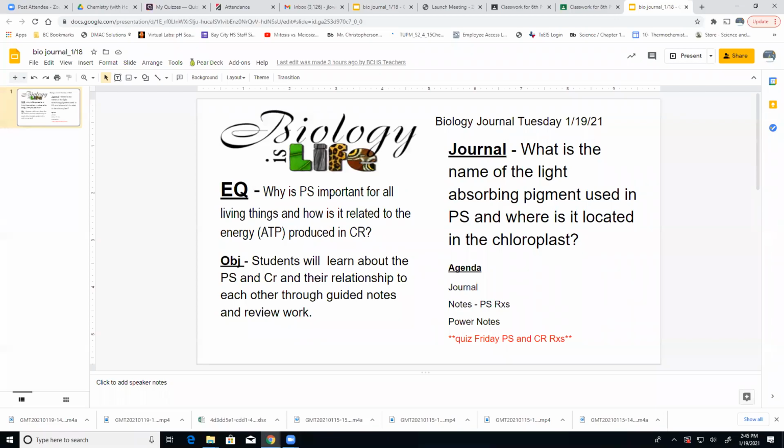All right. So, anybody remember the name of the pigment that is used in photosynthesis? If you look on your notes, it's the second page. We talked about it on the second page in the second box where it says photosynthesis. And when we were writing things next to that, we talked about a specific pigment.